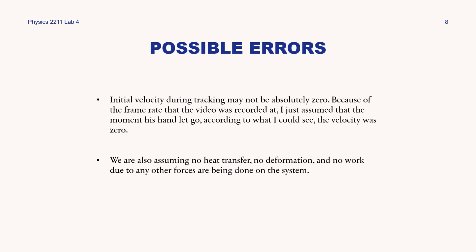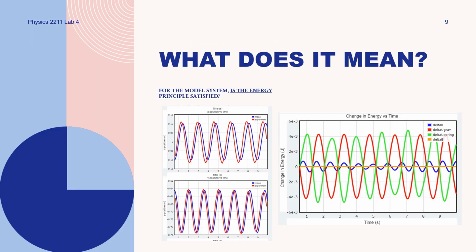And lastly, is the energy principle satisfied? Like I just discussed, assuming that there's no deformation, no other work done, and no heat transfer, according to this graph of the computational model, there was no change in energy. Therefore, the work of surroundings was equal to the work of the system, therefore satisfying the energy principle.